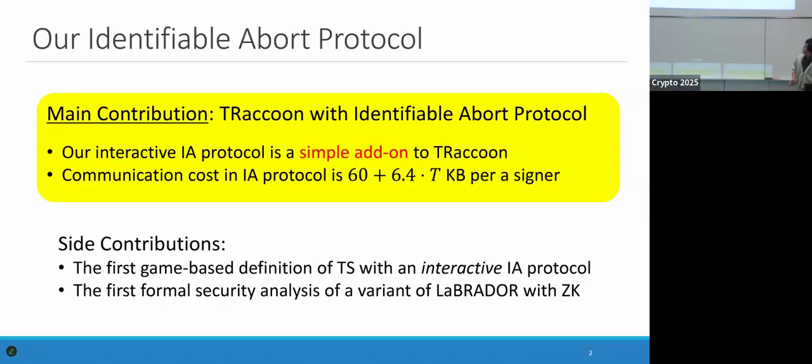First, let me explain our main contribution. Our main contribution is an identifiable abort protocol for T-Raccoon. Our identifiable abort protocol is a single add-on protocol to the original protocol, so the signing protocol does not change. And the communication cost during the IA protocol is 60 plus 6.40 kilobytes per signer, where T is the threshold.